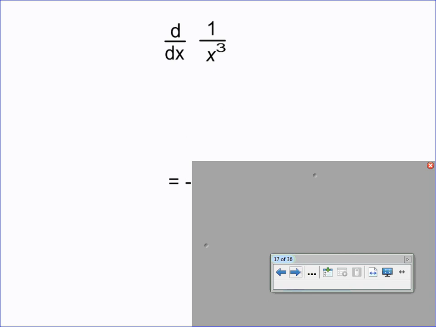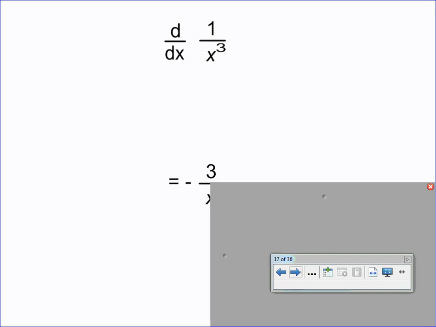Negative 3x squared over x cubed to the second. So x to the 6th, which simplifies to 3 over x to the 4th. Way to work it out! Very nice, Akira. That was good stuff.